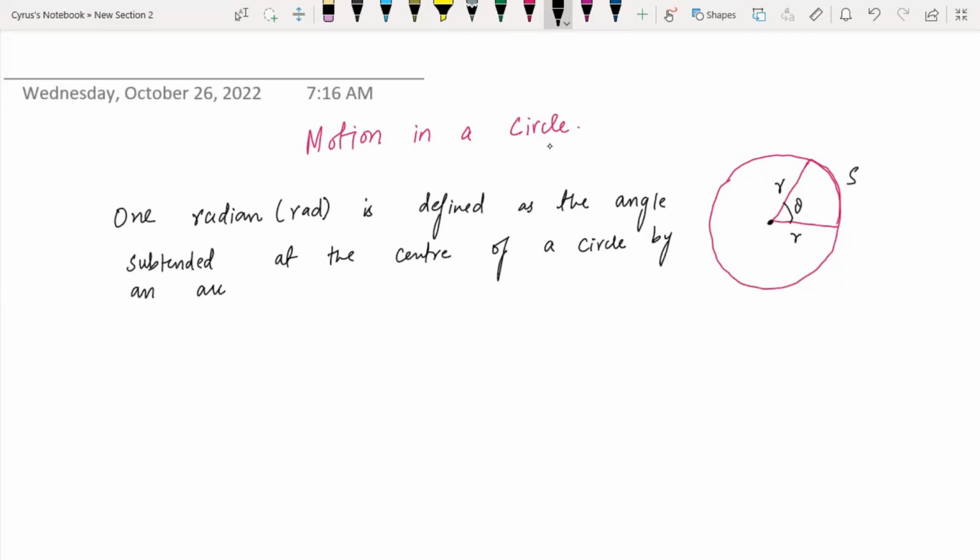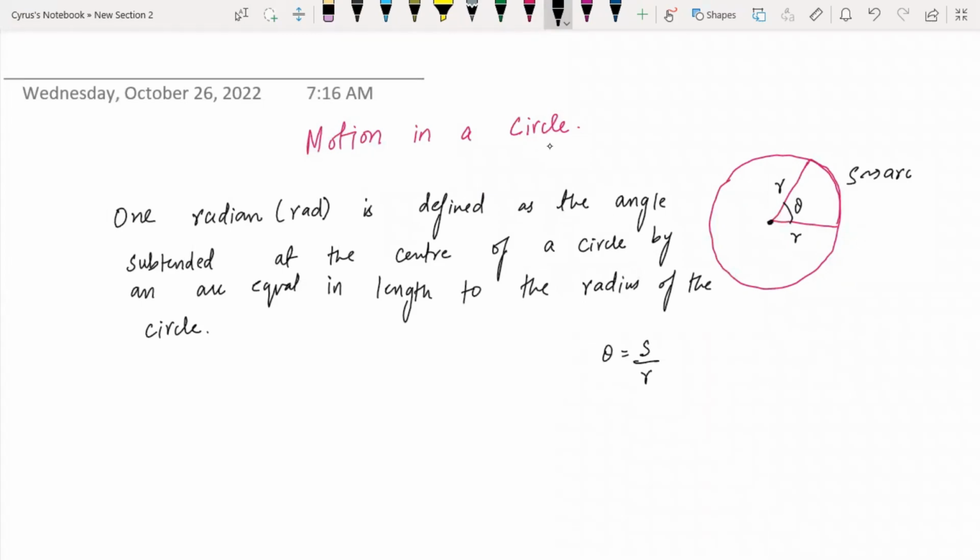This angle that you can see is 1 radian, defined as the angle subtended at the center of the circle by an arc. This is the arc that we have. We call this S. Arc equal in length to the radius of the circle. ठीक है जी? इसको हम define कैसे करते हैं? We have S here. We can write here theta as S over R. This is the formula that we have for the radian.